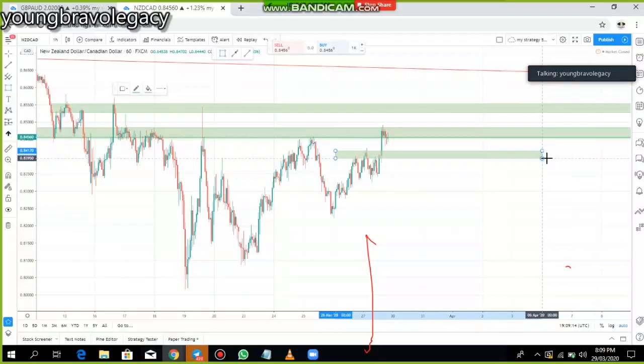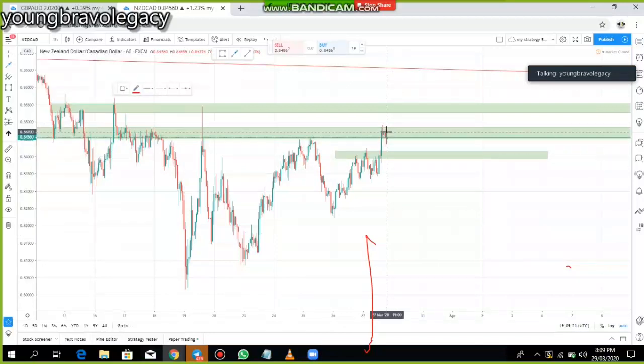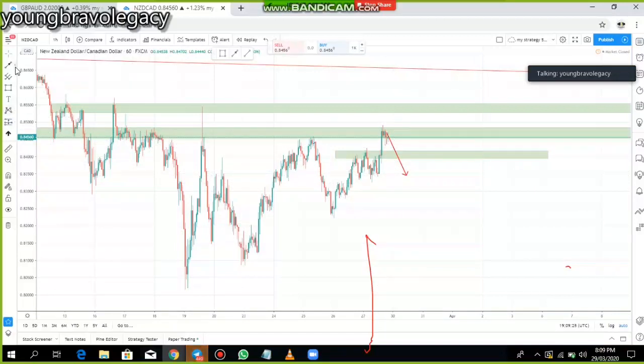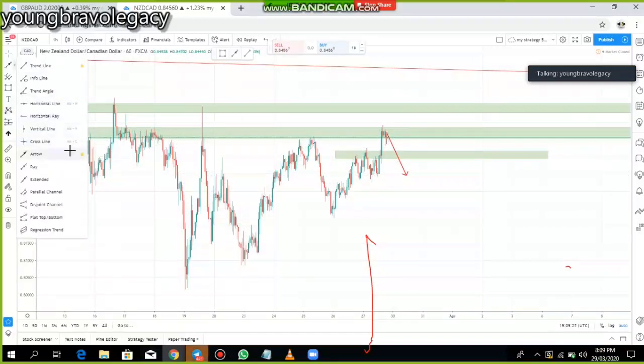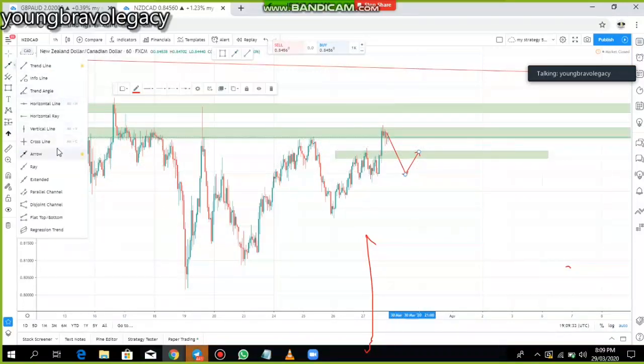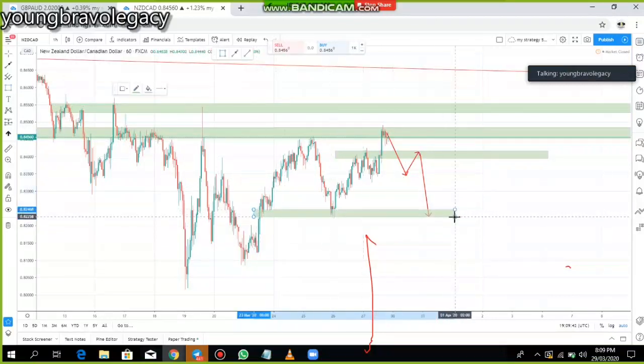For me, I can put a resistance here. Now, I won't enter this trade early. I wait for price to break below here. If I'm still going to sell this currency pair, I wait for price to break below, then retrace upward. Then we go for the first take profit to be here, at this first support.